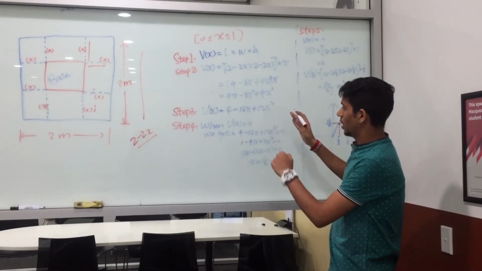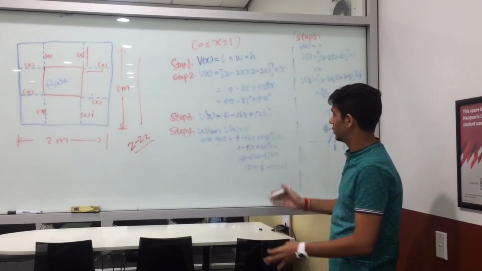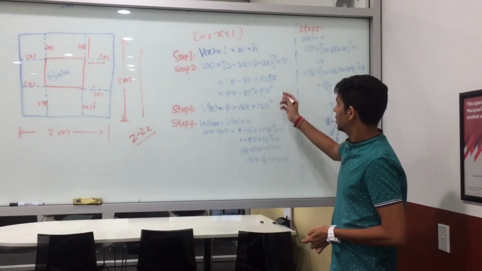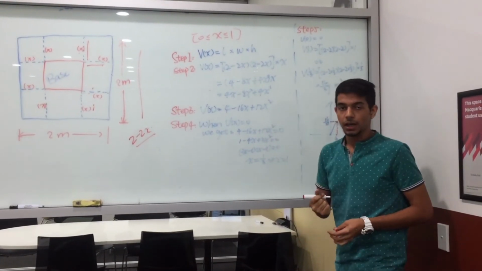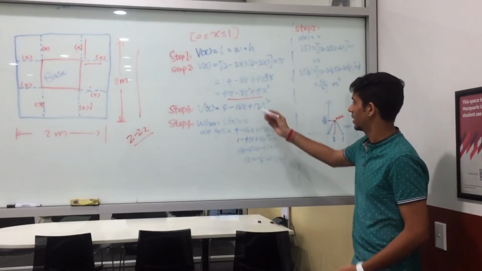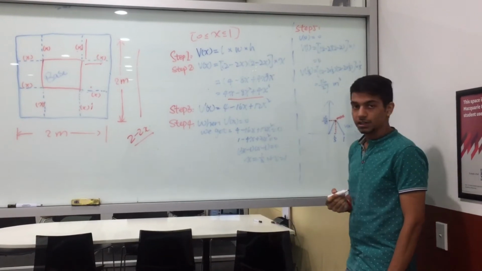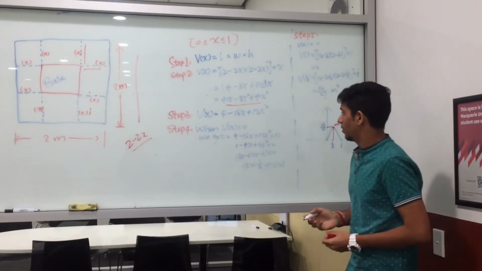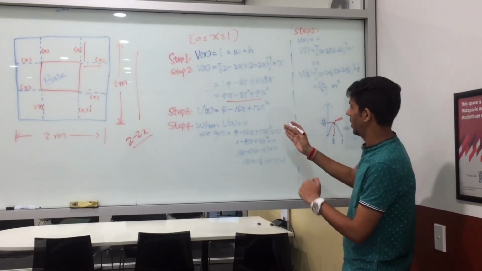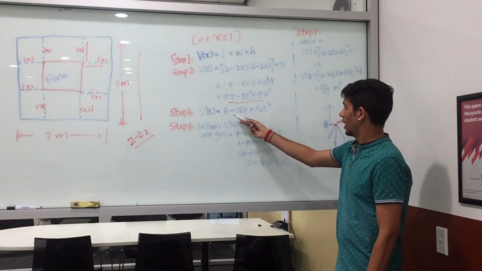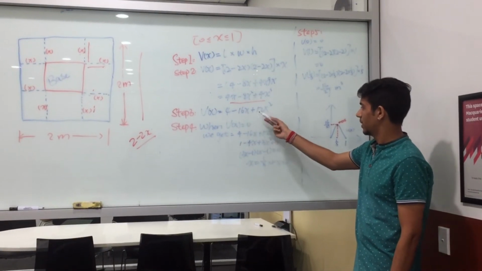To calculate the maximum volume, we have to take the derivative of this. For calculating the derivative, we first solve the equation in a better way by expanding it. We get the final equation as 4x minus 8x squared plus 4x cubed. In step 3, we calculate the derivative after this. The answer we get is 4 minus 16x plus 12x squared.